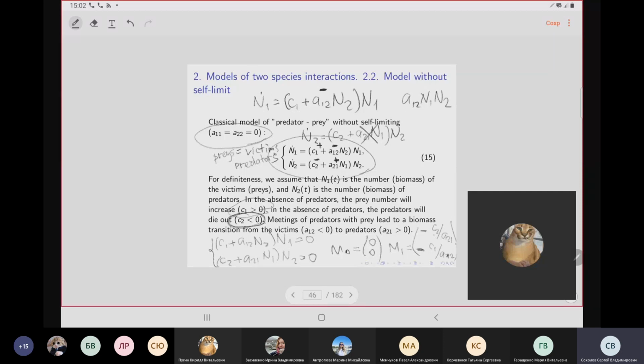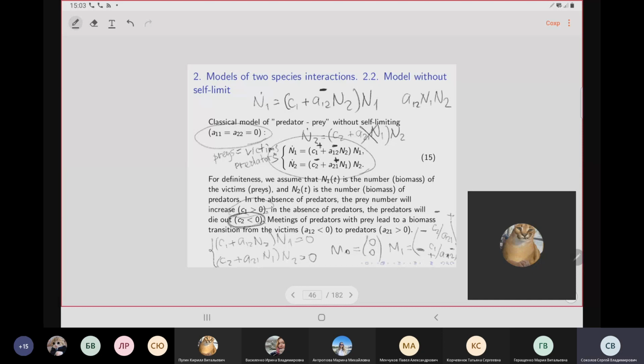We know that C2 is negative and A21 is positive. So negative divided by positive, with the minus sign, the result will be positive. C1 is positive, but A12 is negative. So again, the result is also positive. So finally, in our model, we have two steady states. The first steady state is the trivial one, and the second is positive.